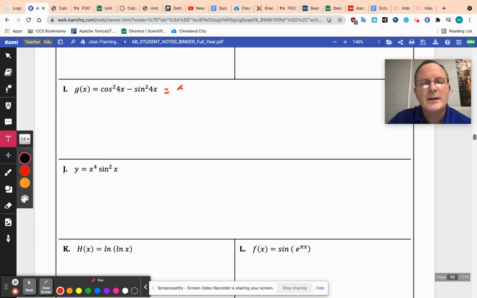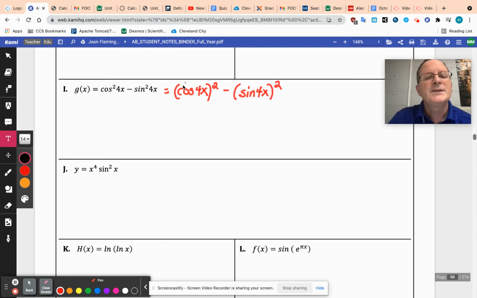So this is the cosine of 4x, all right, squared. That's what that means. And I think it's always nice to have that as a reminder. And this is the sine of 4x squared. All right, so on both of those, we have three functions going on. And so we'll just do them separately and just see what happens.